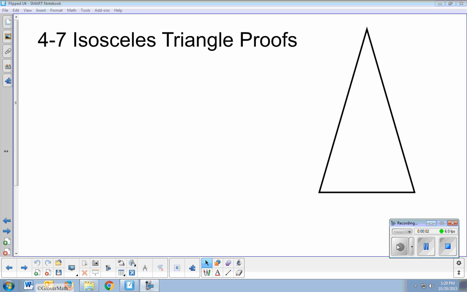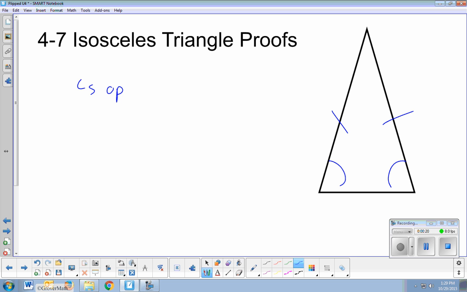Geometry Unit 4, Section 7, Isosceles Triangle Proofs. This video is all about using the concept that isosceles triangles, we know, have two congruent sides and two congruent angles. And the two congruent angles are the angles opposite the congruent sides.